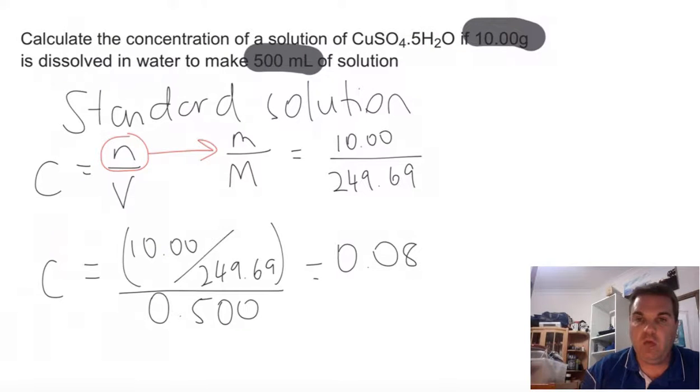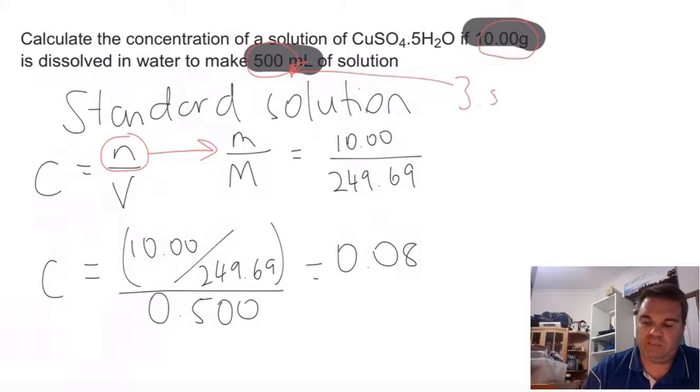Now what you might be tempted to do is just leave it at that. But what you've got to do is have a look at your question. Up here we've got 4 significant figures for the 10 grams and we've got 3 significant figures for the 500. This one is always a bit tricky. We don't know if the zeros to the right of the 5 are significant or not. That's always a little bit more difficult to tell. For all intents and purposes, we're going to take them as significant, so that's 3 significant figures. So we're going to give our answer to 3 significant figures for our concentration.